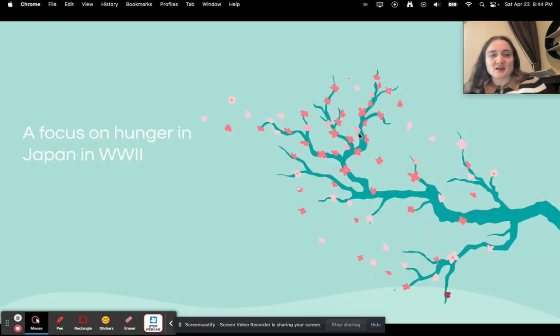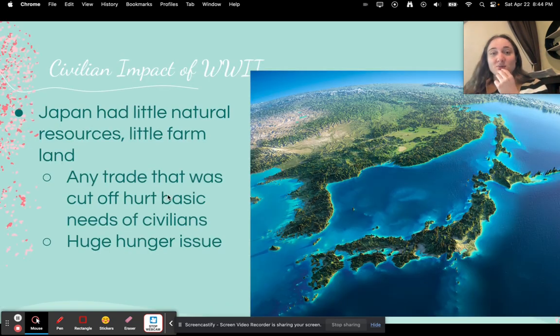So now we're going to focus a little bit more on a really big humanitarian crisis in Japan, which was hunger, and which is what you're going to see a lot about in the movie. So, like I said before, Japan had really little natural resources, little farmland. Here's a topography map of Japan. As you can see, it is incredibly mountainous, and mountains are not good for farming.